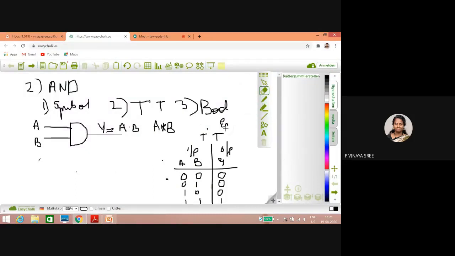Before that, can anyone tell me what a truth table is? Boolean expression. Y equals? Y equals A dot B, or A into B. Yes, the Boolean expression Y equals A dot B, or A into B, is your Boolean expression.